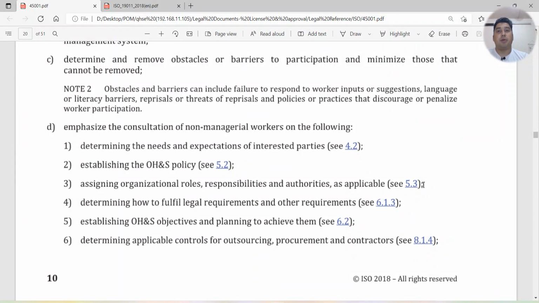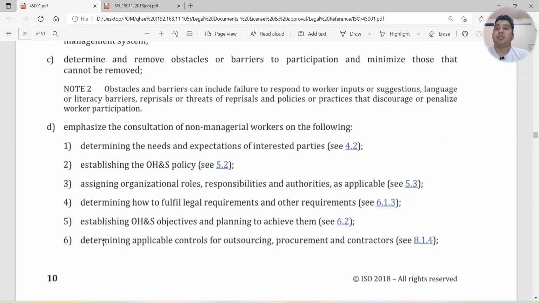Whenever you are creating any job description for your employees, you have to make sure what their roles are, what they are capable of, what their knowledge and experience are, and whether they need any extra training to fulfill these roles, requirements, and responsibilities. Now, determining how to fulfill legal requirements and other requirements, see 6.1.3. We will go through that after this clause. When you are doing the consultation part, you have to make sure that you are fulfilling the legal requirements required by local law and international law also.